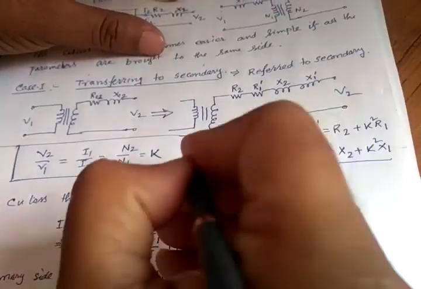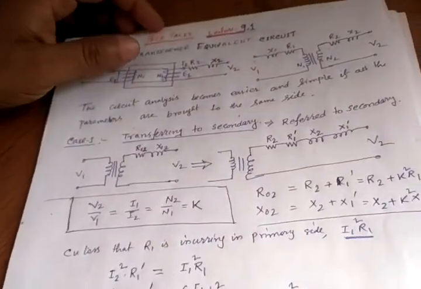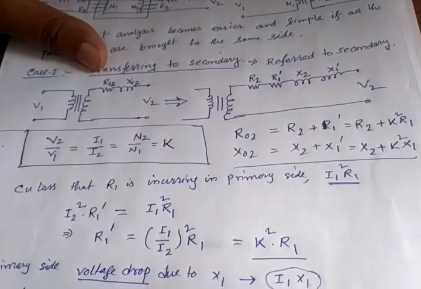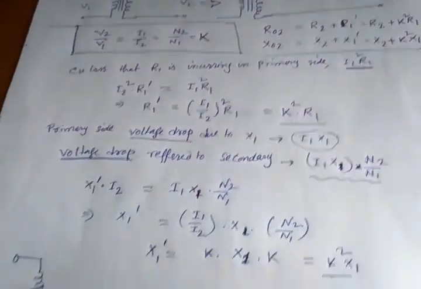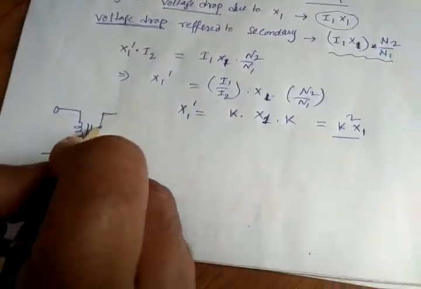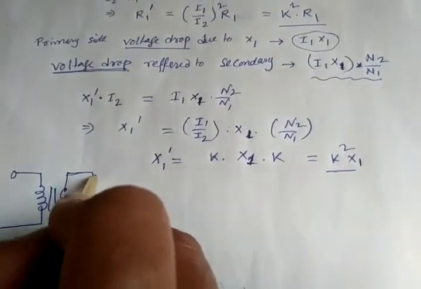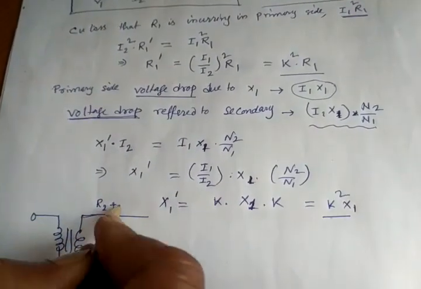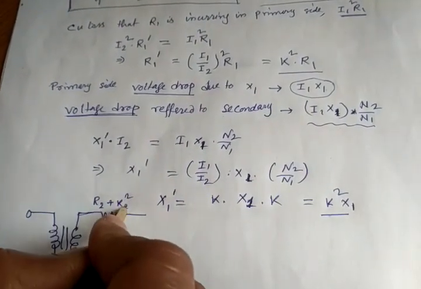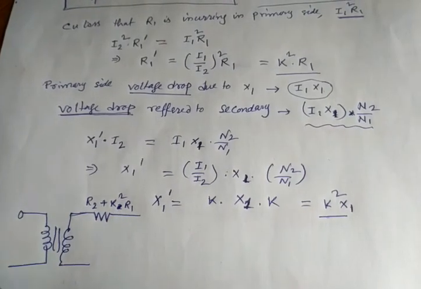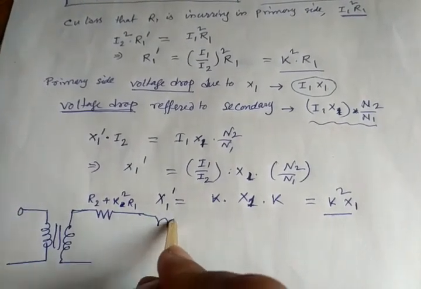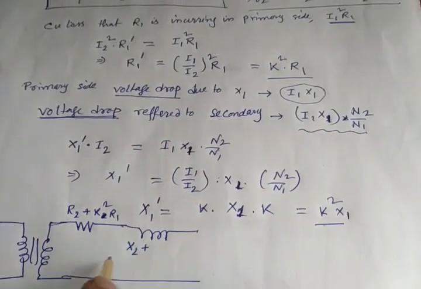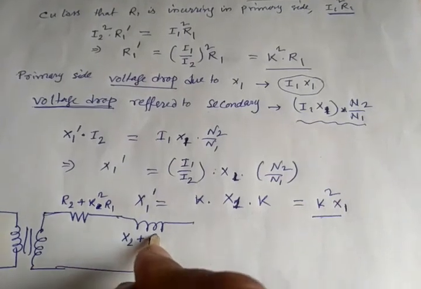So when we bring everything to the secondary, the equivalent circuit becomes like this, where the total resistance is R2, which was already there, plus K square into R1 from the primary side. And the reactance again becomes X2, which was earlier in the secondary, plus from the primary we get K square into X1.